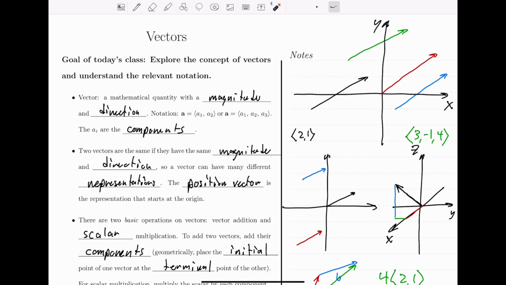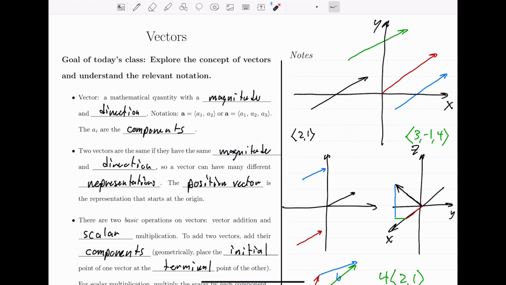In the last video, we had an introduction to the concept of vectors. A vector is a mathematical quantity that has both a magnitude and a direction. We represent vectors with arrows graphically, and we'll use this component notation to represent them. Two vectors are the same if they have the same magnitude and direction, so we can have lots of different vectors that are all the same even though they're in different positions in the plane or in 3D space.